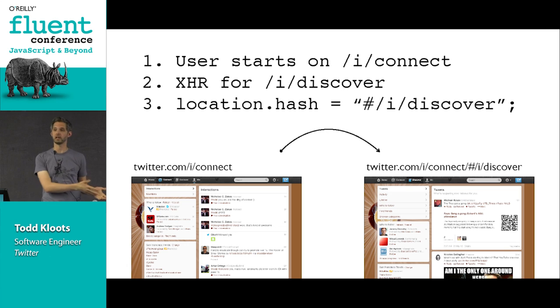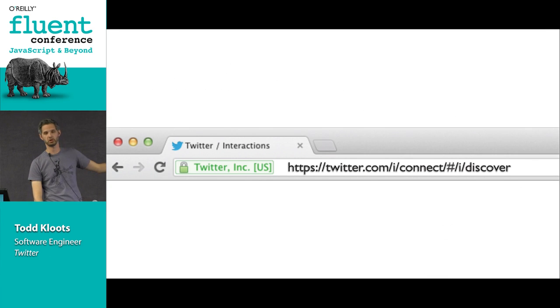They may start on our Connect page, for example. If you take Twitter as our use case, they might start there, then click to our Discover tab, and the same navigational flow is going to take effect, where we make an Ajax request for the Discover content. That request comes back. We'll render the view, and then lastly update the URL. But now, because the user started on Connect, the hash gets thrown behind the URL that the user started with. In this case, it would be i/connect, and then the hash and the path for the Discover page. So that's what your location bar would look like if you were using hashes.